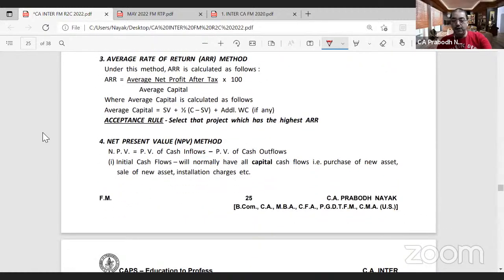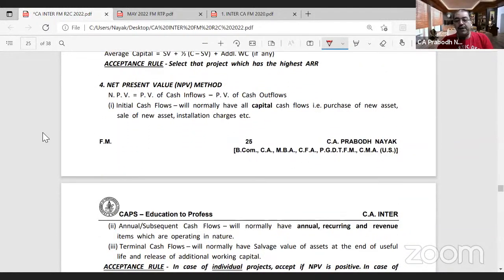Then we have net present value. The net present value formula is present value of cash inflows minus present value of cash outflows. Here we divide the cash flows into three parts. Initial cash flows, which will have only capital cash flows: capital income, capital expenditure, capital profit, capital loss. Purchase of new asset, sale of old asset, installation charges which are incurred, carriage inwards, transportation charges of the new asset will be taken into consideration. Annual or subsequent cash flows will normally have annual recurring and revenue items. Items which are going to come on an annual basis, items which are recurring in nature, and expenses or incomes which are revenue in nature.